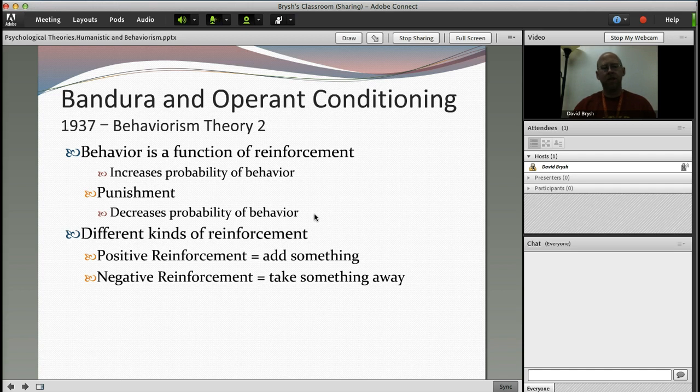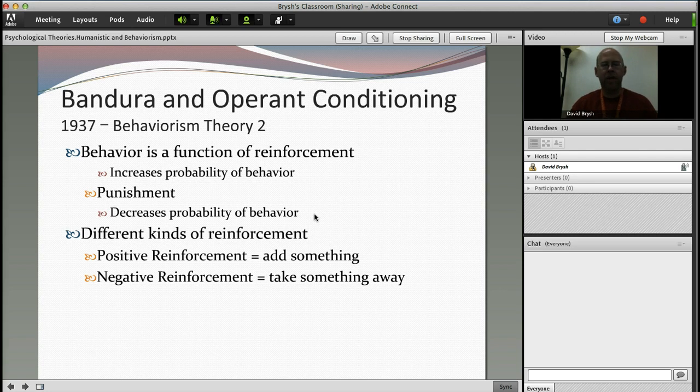Okay, and there's two basic kinds of reinforcements. There's positive reinforcements where you add something, like parents often give candy to their toddlers when they're potty training, so when they learn to go to the bathroom, right? So every time that they successfully go to the bathroom in the toilet, they get an M&M or a Skittle or something like that, right? That's positive reinforcement because you're adding something, right? Every time they do it.